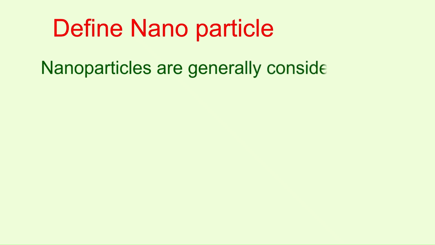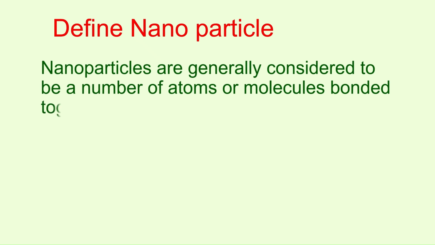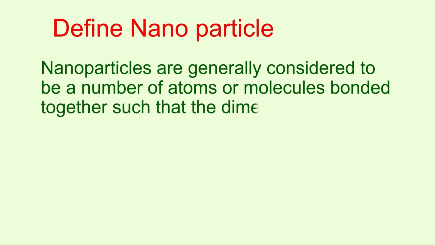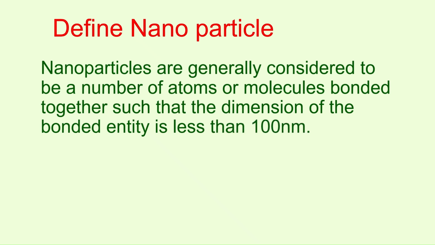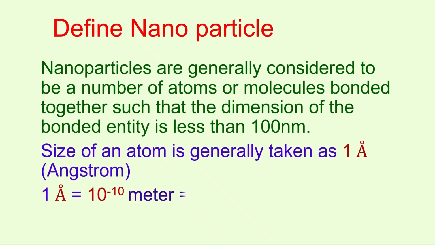Define nanoparticles. Nanoparticles are generally considered to be a number of atoms or molecules bonded together, such that the dimension of the bonded entity is less than 100 nanometers. The size of an atom is generally taken as 1 angstrom. 1 angstrom equals 10 to the power of minus 10 meter, equals 0.1 nanometer.